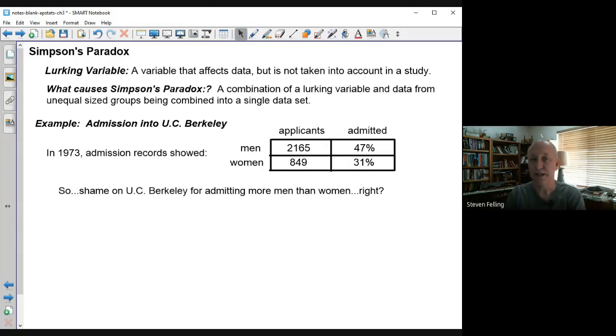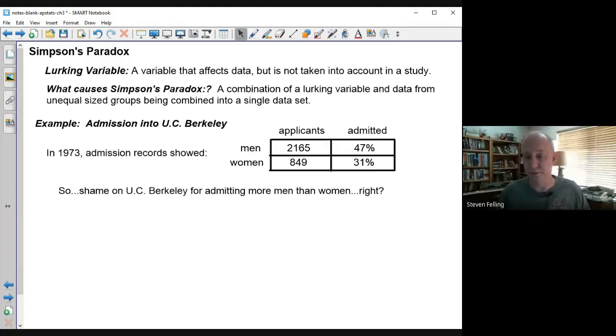So the idea behind this is that you can have something called a lurking variable. That's a variable that's affecting the data that is not being taken into account in a study. And what causes Simpson's paradox is a combination of having a lurking variable and then having unequal sized groups being combined in a certain way in a single data set. The only way to really understand this is to see it in an example.